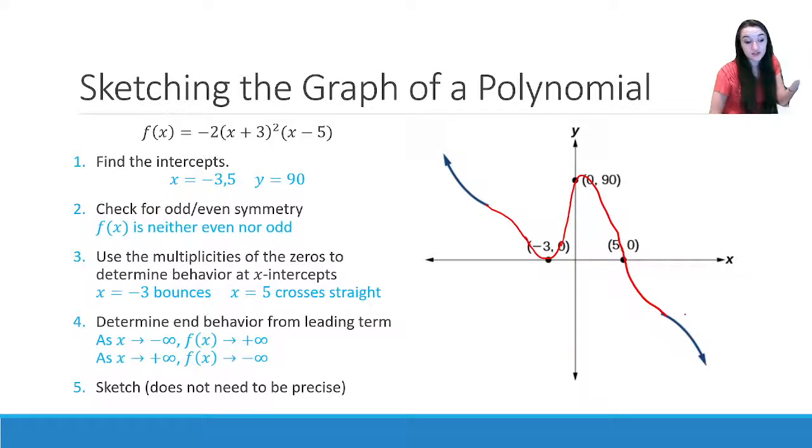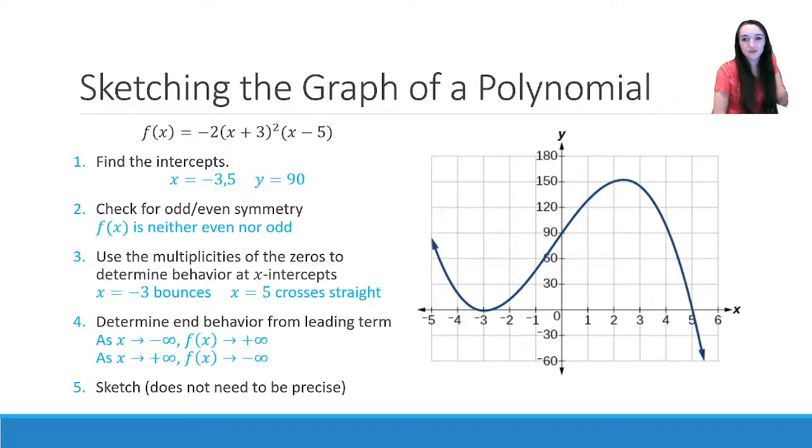Obviously, this is not exactly what it's going to look like. Note, it does not need to be precise. This has a very crazy scaling, because this is y equals 90 versus this being x equals negative 3 and x equals 5. It's clearly not a good scale. If we wanted to see what it really looks like, it looks something like this. But we can at least note that at x equal to negative 3 and x equal to 5, the behavior worked the way we wanted it to. So this is the accurate graph.